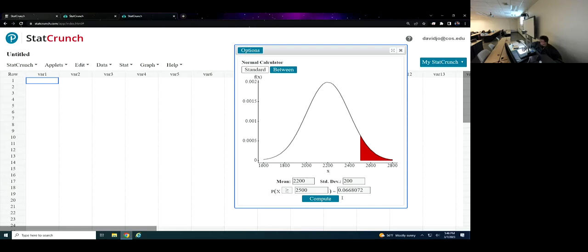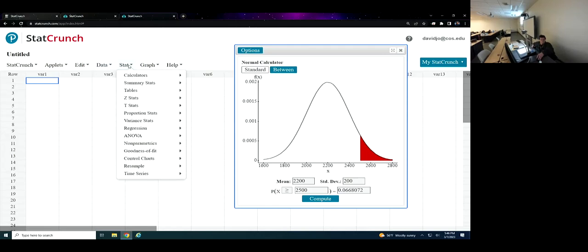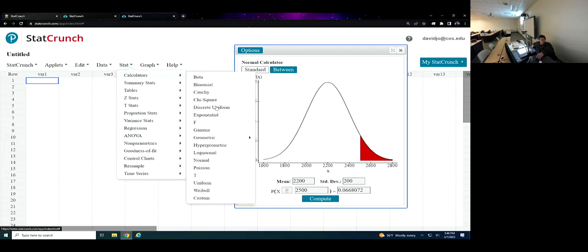I know you can't see what I'm writing, but I'll put it on the screen in a second. But I am writing what's in that last box. 0.0668. Again, remember we're doing stats, calculators, normal.